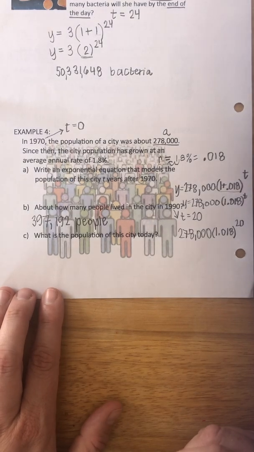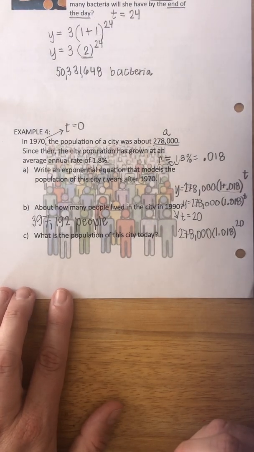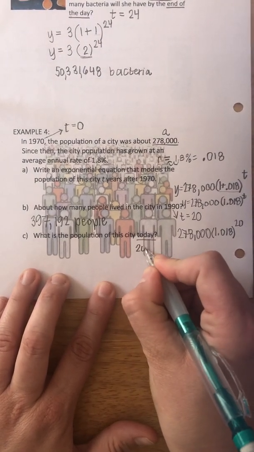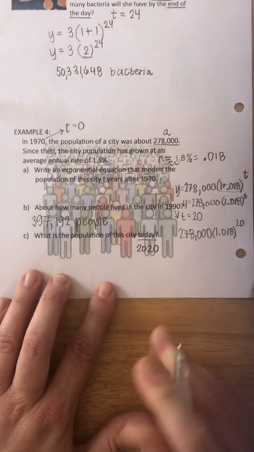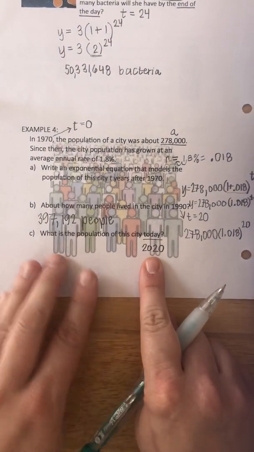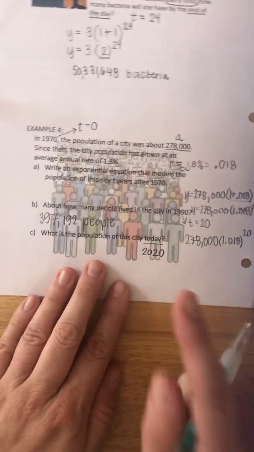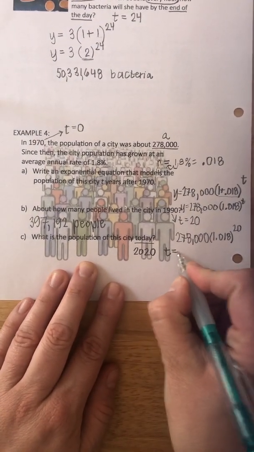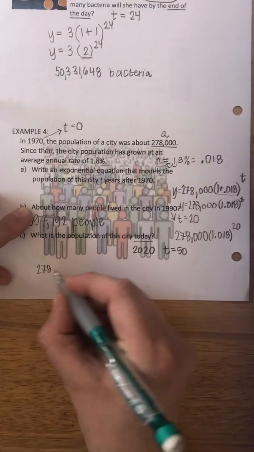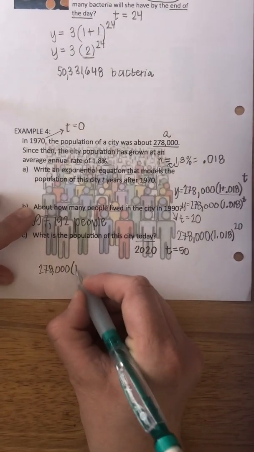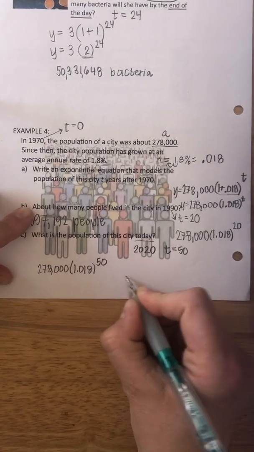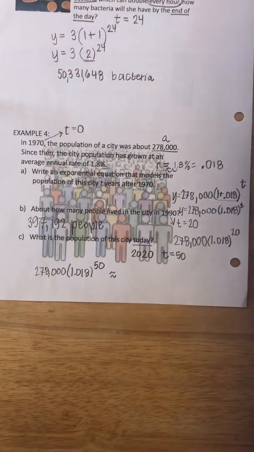Letter C, what is the population of this city today? Well, today means the year 2020. Remember, 1970 was year 0. 2020 is 50 years after 1970. So this time we're going to be redoing this problem. And again, we're going to be plugging in a 50 in place of t. So let's see what this looks like.